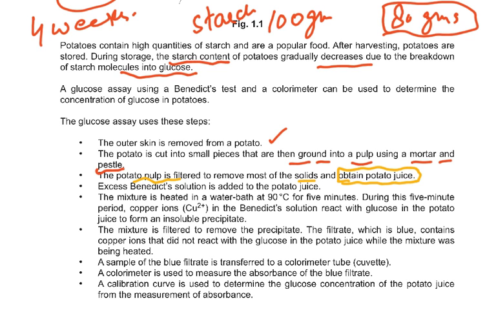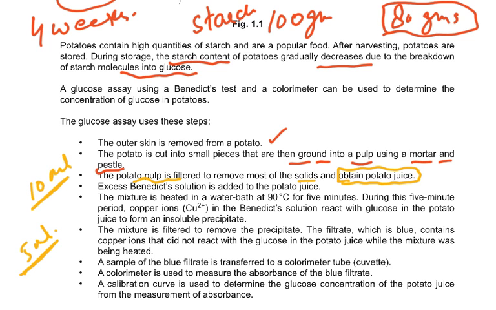Excess Benedict's solution is added to the potato juice. So if you took say 5 ml of the potato juice, you added 10 ml of the Benedict's. Mentally you're doing this now. You're going to do this exactly in the paper how I'm doing this. So I said 5 ml potato juice, 10 ml Benedict's solution.